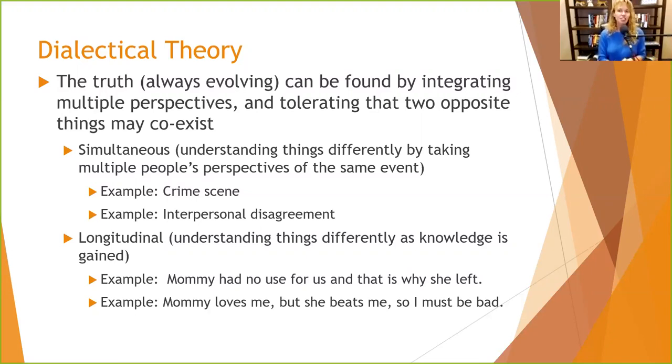Longitudinal. It's also important to understand that we will understand things differently as knowledge is gained. When children are little, if a parent goes away, one of the things that they may understand or think they know is mommy had no use for us, and that's why she left. As they grow, they may start understanding things a little bit differently. Maybe mommy had a drug addiction, and maybe mommy ended up going to treatment and then relapsing and never ended up coming home. Was that because she had no use for us, or was that because she was sick? So as knowledge changes, truth or your definition of what happened or your perception may change.